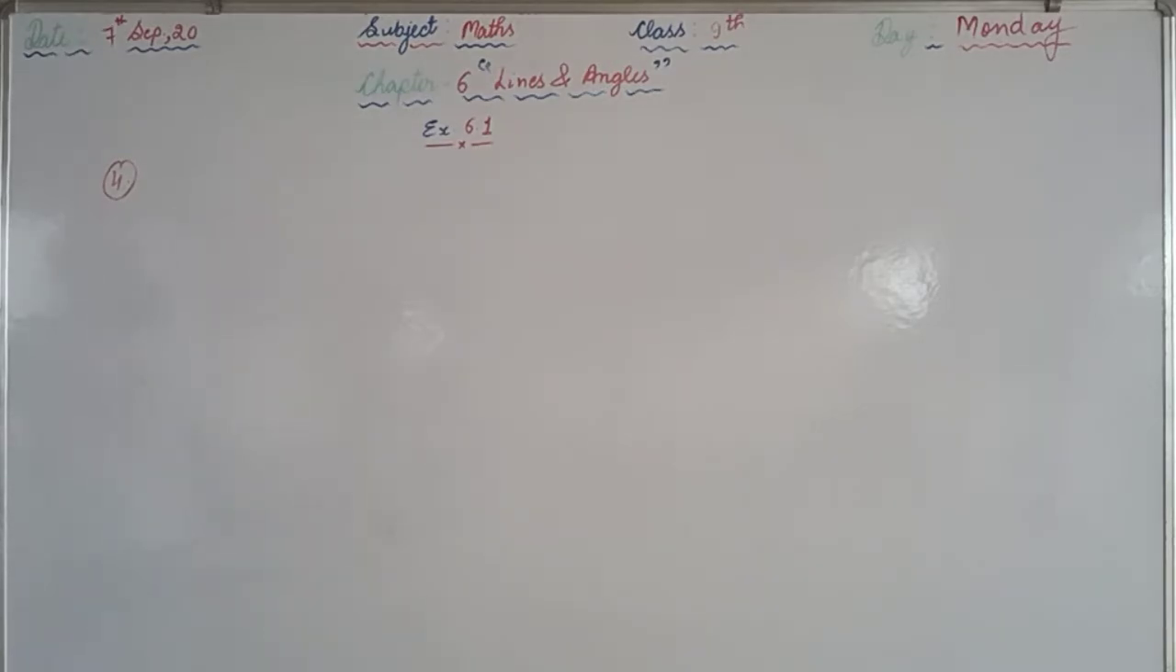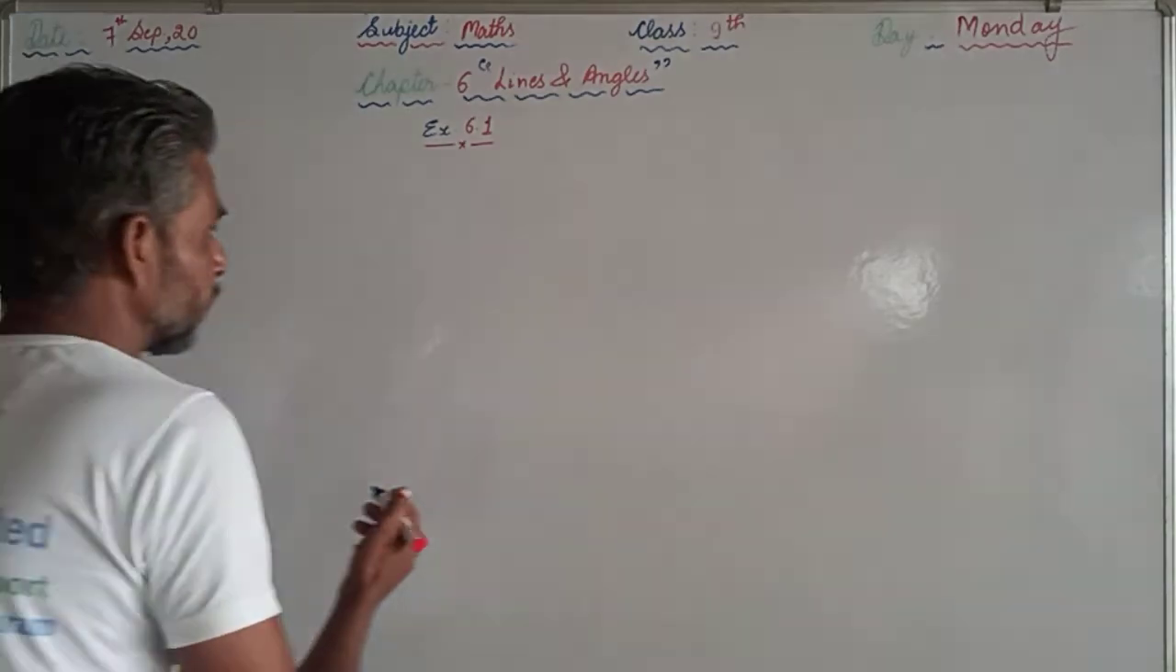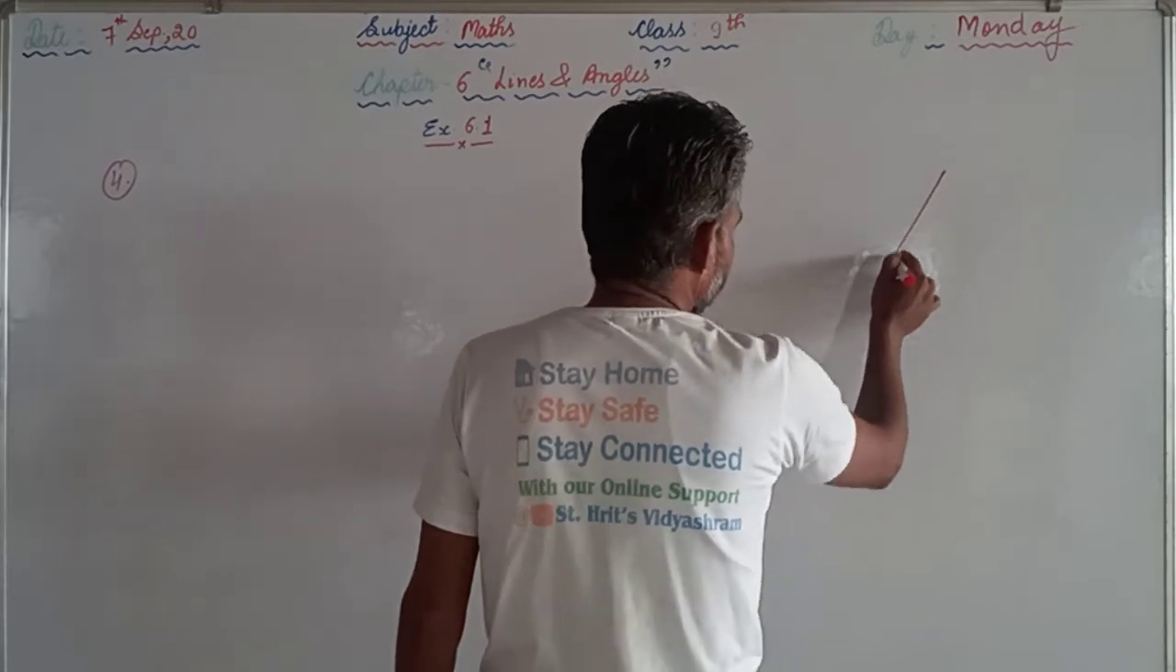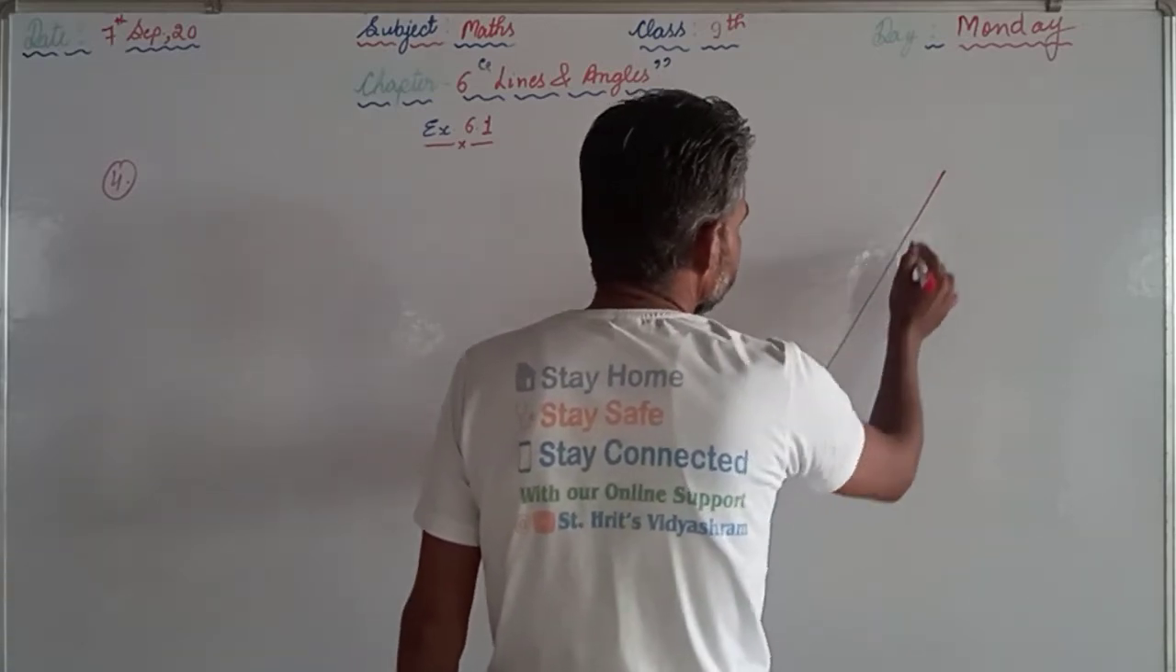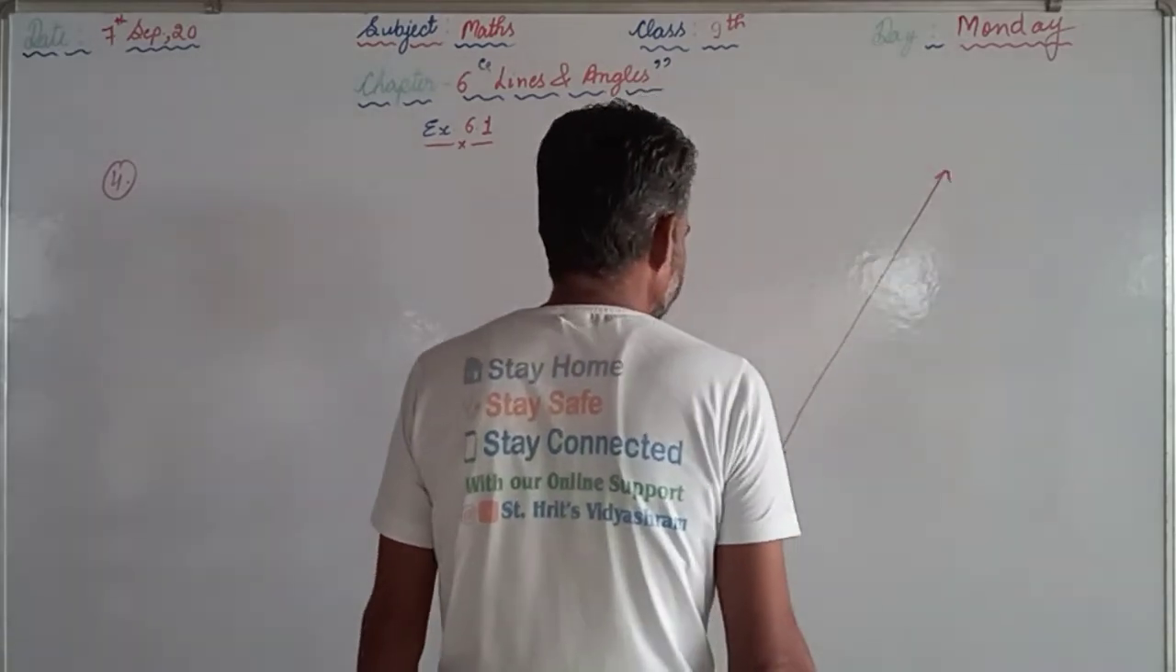In figure 6.16 that is given in front of that question, if x plus y is equal to w plus z, then prove that OAB is a line. OAB is a line. So we will take this as a line.